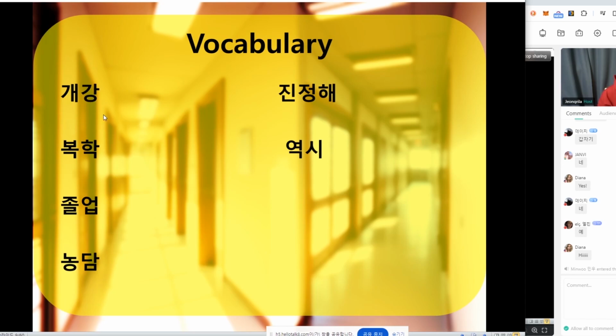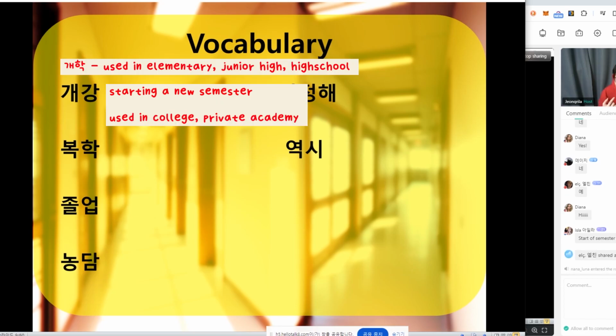The first one, 개강. What is 개강? 개 means open. And 강 is 강의, which means a lecture. So opening a lecture means starting the new semester, especially on campus, in university or college. In that case, we can say 개강. But in high school, junior high, or elementary school, we say 개학. And 개강 is also used in some private academy in Korea. So 개강. Okay? And the second one, 복학.